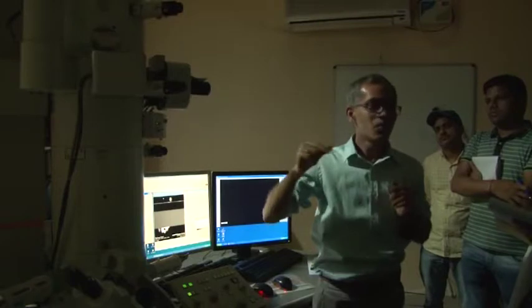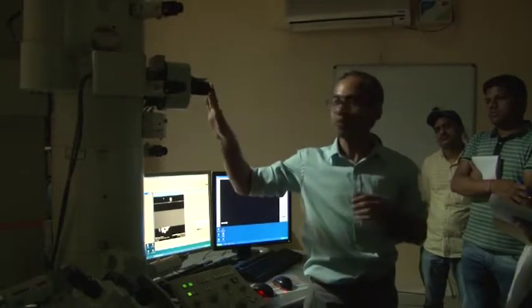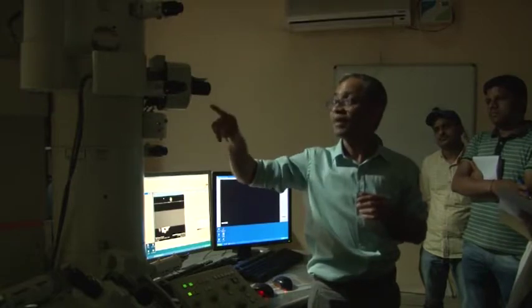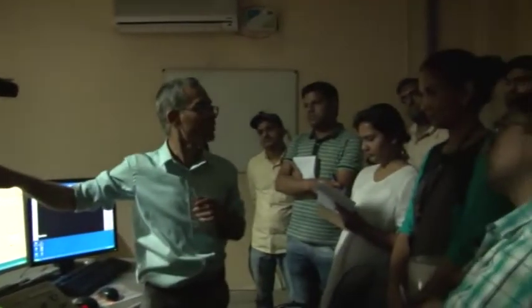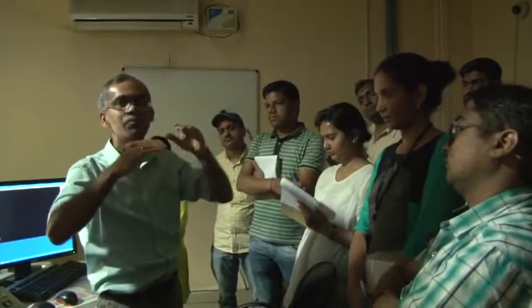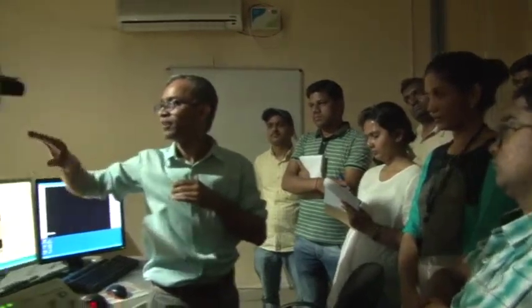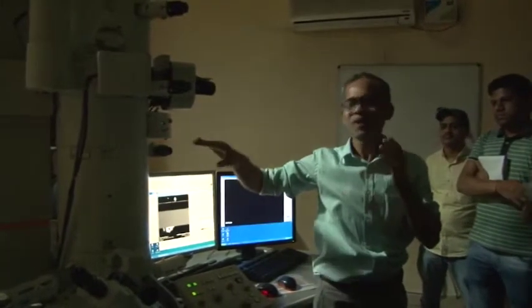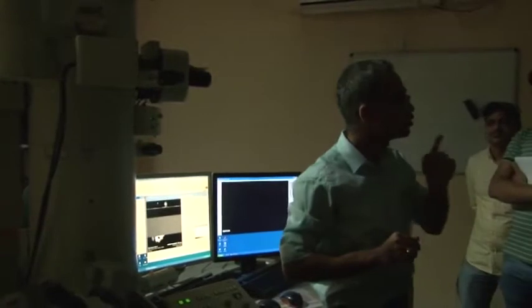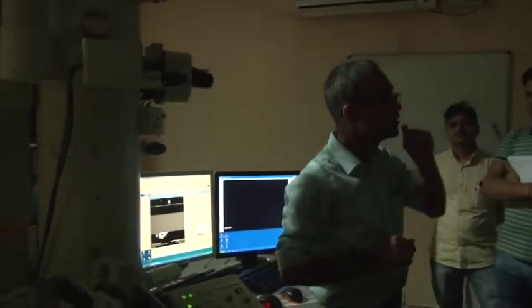Second thing is, we said that between the sample and the first intermediate image plane, or between the lens and the first intermediate image plane, what should be there? We discussed. Huh?